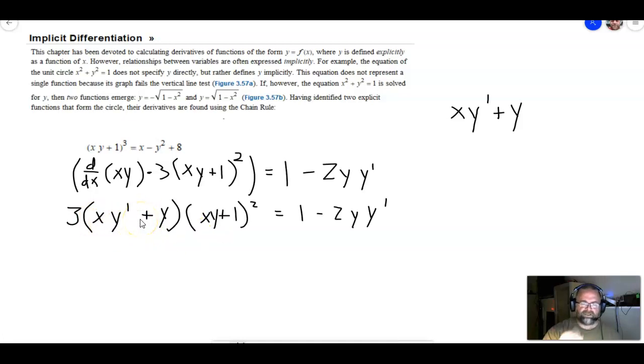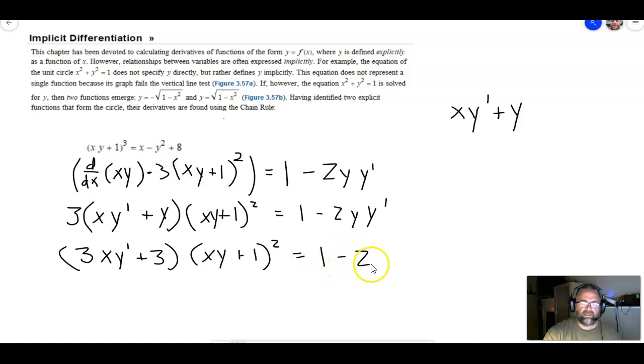basically multiplied out, distributed out, because we have a y prime in there, and we're going to need to get that y prime term by itself. So let's go ahead and work on this side. So first I'll get 3xy prime plus 3, if I distribute that 3 in the first binomial there, and that's going to be times xy plus 1 squared is equal to 1 minus 2y y prime.